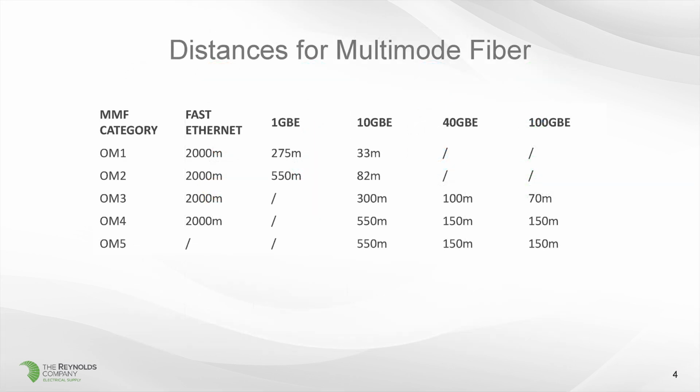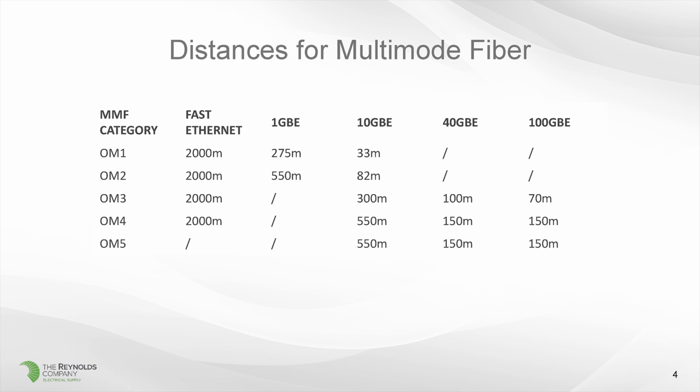As we look at our different categories of fiber, one thing I neglected to say: the OM1, OM2, OM3, OM4, and OM5 designation, the O stands for optical, the M stands for multimode. So I just want to give you a heads up on that.